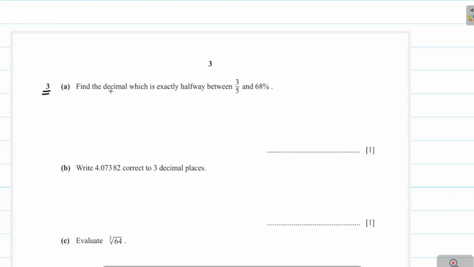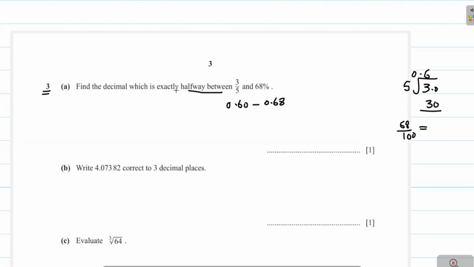Question number 3, part A. Find the decimal which is exactly halfway between 3 over 5 and 68%. We can write 3 over 5 as a decimal value. You see here, when we divide 3 by 5, we get 0.6. Therefore, this is 0.60, and the next value you see here is 68%, and 68% means 68 over 100, and that is equal to 0.68.